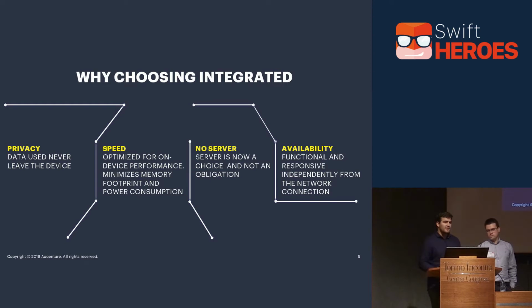Servers become an actual choice and not an obligation for machine learning powered applications, because we can choose to make the machine learning part happen on device or on the backend. And this, for independent developers or small companies, could be a significant advantage. And finally, probably the most important is availability. Now we can use the power of machine learning independently from the network connection.